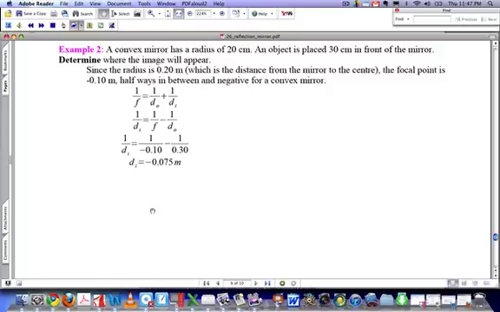Things worth mentioning, of course, in this calculation is you'll notice that both the focal value and the object value are negative numbers, indicating that they're both located behind the mirror.